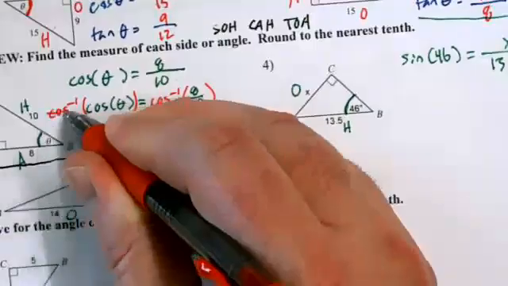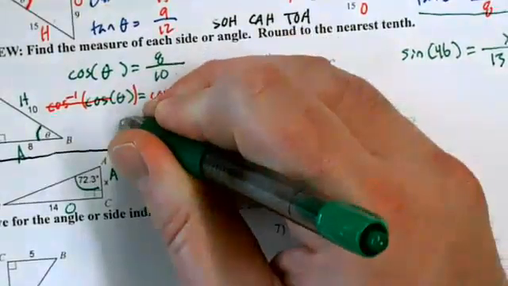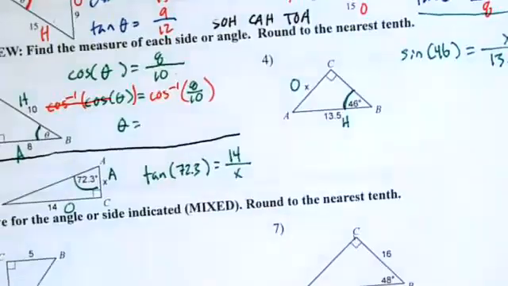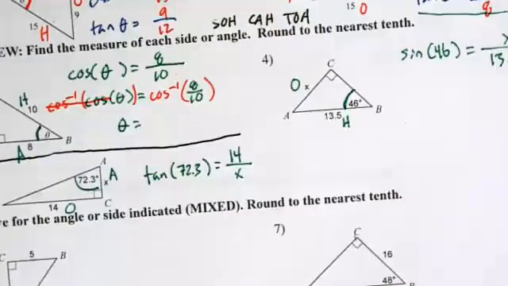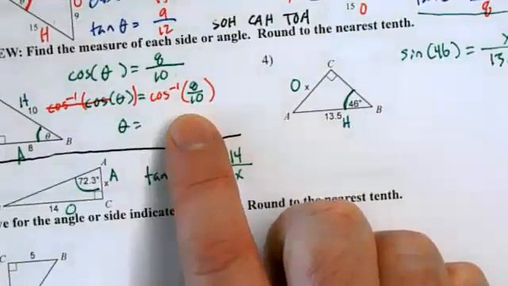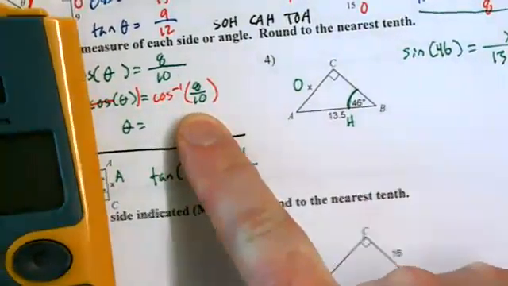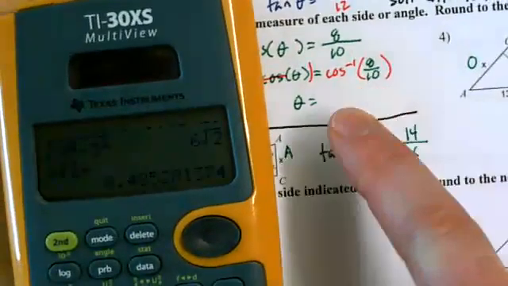Inverse cosine and cosine cancel. So all that we have left here is theta. We got it by itself. That's great. And I don't know what the inverse cosine of 8/10 is, but my calculator can find that for me. So from here, I'm going into the calculator.